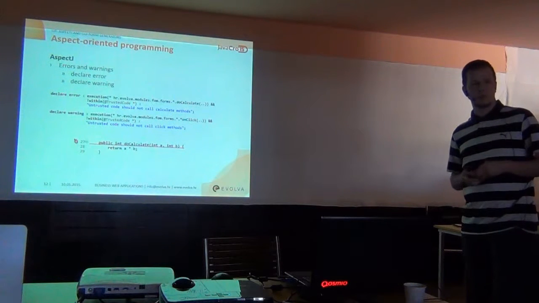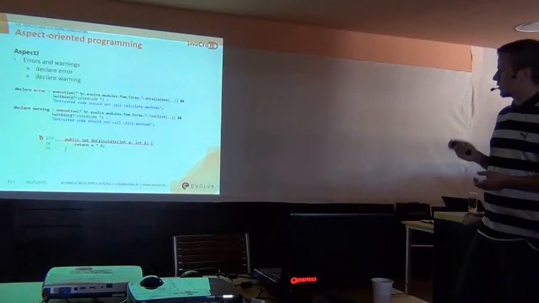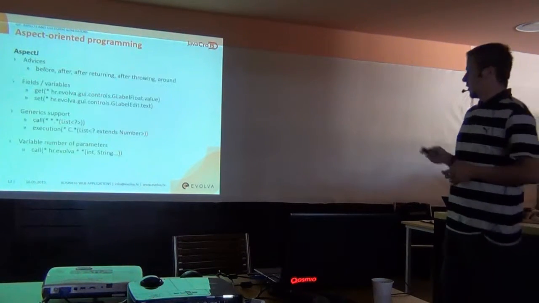AspectJ has one more pretty cool feature, that is that we can define custom errors and warnings. So we create an aspect and we can declare, for example, an error that the function name doCalculate in this package should be executed only in a class that has an annotation trusted code. If this is not the case, we will get this error. So here you can see how this error is displayed in Eclipse. You see the error on the line where we try to execute this function and the class is not annotated trusted code. The difference between error and warning is in the colors, so warnings are marked yellow.